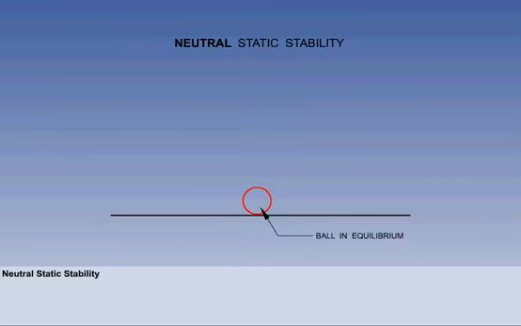Let's now consider neutral static stability. The ball is in equilibrium on a flat level plate. A disturbing force displaces the ball from a state of equilibrium, and when the disturbing force is removed, the ball remains in a new state of equilibrium, a demonstration of neutral static stability. Whenever a disturbing force moves the ball and then the disturbing force is removed, the ball remains in equilibrium.